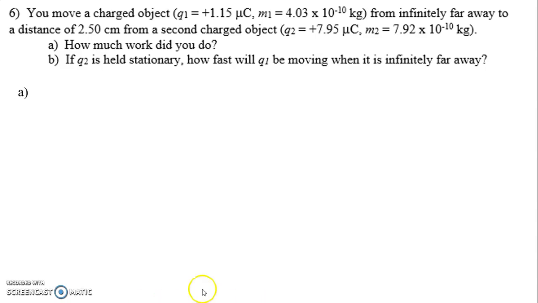So you may be tempted to say, oh, I know, I'm going to use W equals F delta x cosine theta. Well, let's think about this. The force involved is the Coulomb's law force, right? Because we're moving one point object near another point object, right? And so we can use kQq over r squared. And just need to think, as the charges get closer and closer to each other, what's happening to that force?